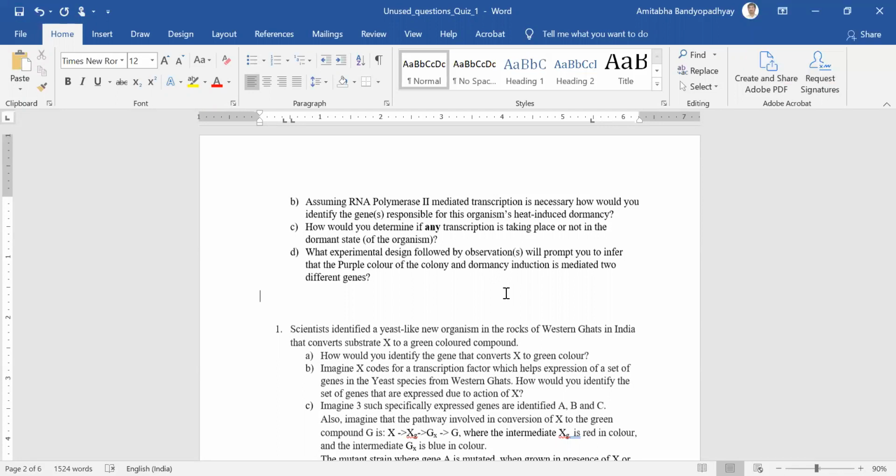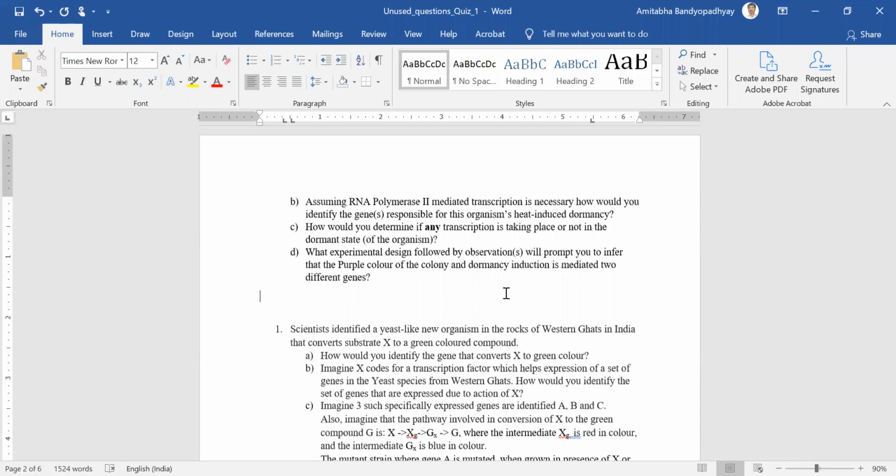We have to do random mutagenesis, and we have to design a genetic screen where we select for the colonies that do not produce purple color on placing them onto 42 degrees Celsius, and another screen in which we will be selecting for the colonies that do not produce dormant spores.